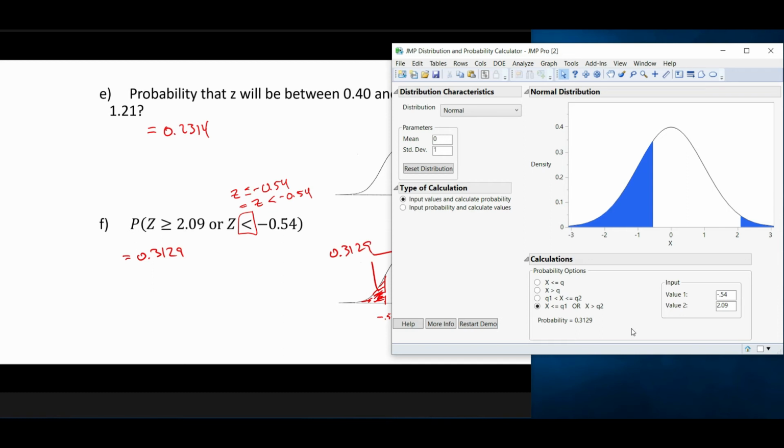Now, obviously, you can see from this figure that those are not symmetric. So I wouldn't be able just to divide that by 2 and say that's how much is below negative 0.54 and then the same amount being above 2.09. That doesn't work in this case. So if you were interested in how much of that 31.29% was below negative 0.54, you could just calculate that.